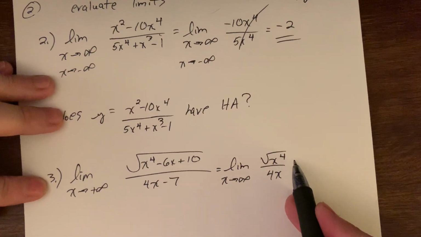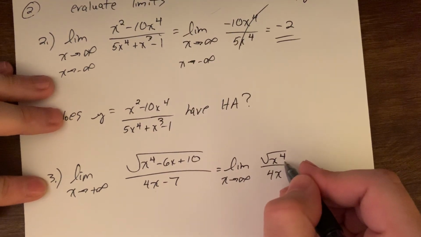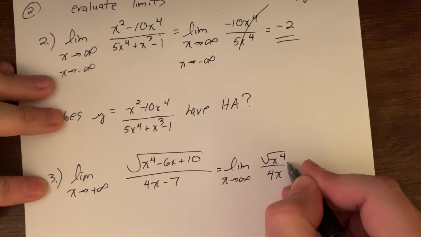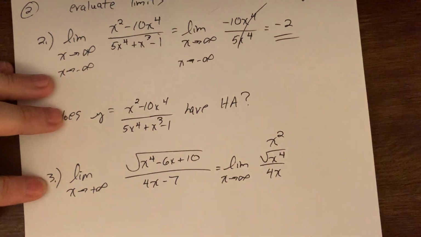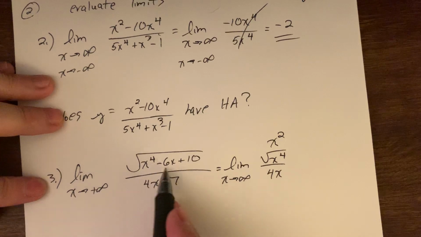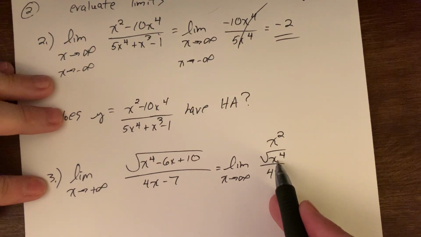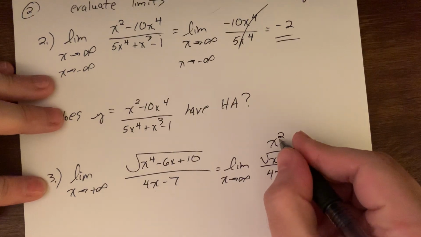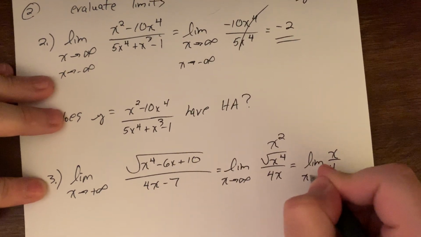And even here, it's not just the ability to cancel off x's. Even here, now we have the ability to break down the square root further. The square root of x to the fourth is x squared. I couldn't do that when I had the minus 6x plus 10 there, but I can take advantage of that here. And this would simplify x squared over 4x to x over 4.